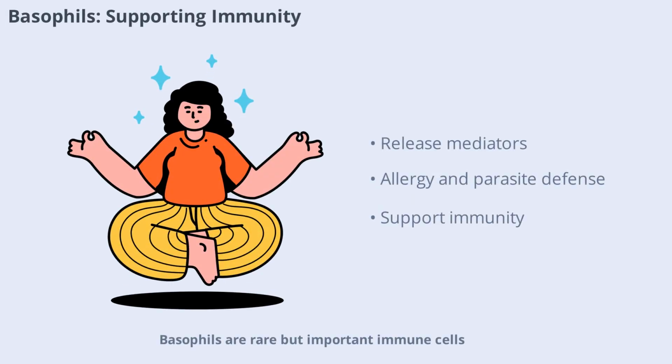Basophils are rare but important immune cells. They release histamine and other mediators during allergic reactions and help defend against parasites. Basophils also influence the behavior of other immune cells, contributing to the overall immune response.